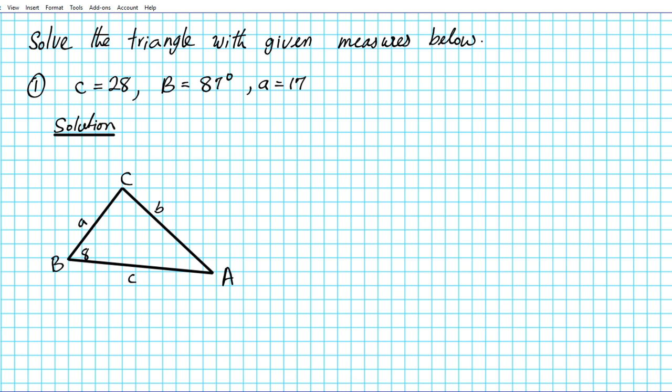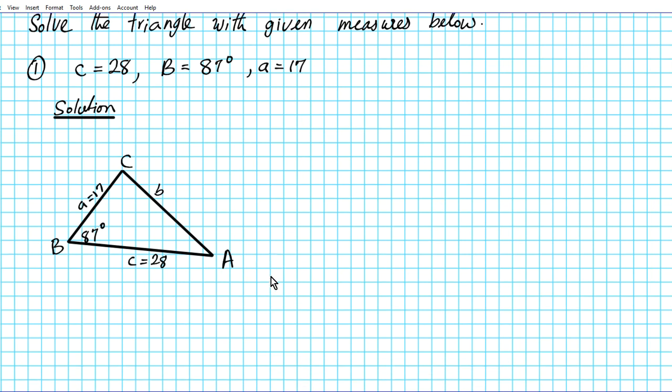So this is 87 degrees. Little c is 28. Little a is 17. So what does it mean to solve the triangle? To solve the triangle basically means that you have to solve for all the angles and sides that are not known. In this particular case, we need to find big C, little b, and big A.